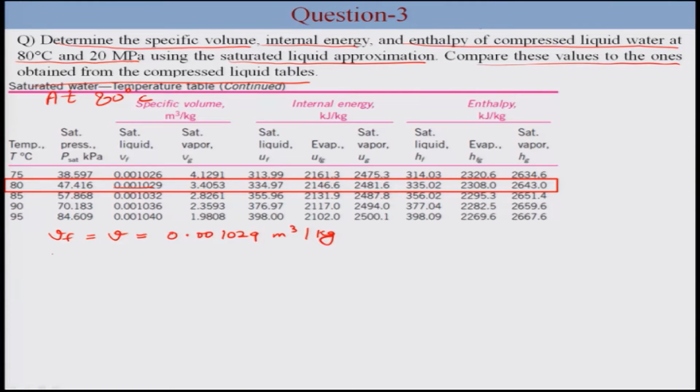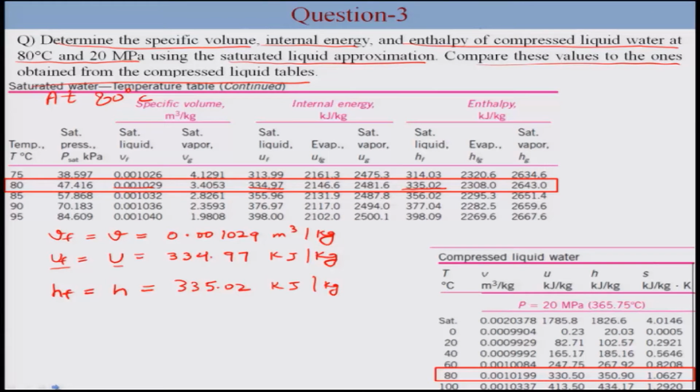The internal energy is equal to Uf, which is 334.97 kilojoule per kg, and enthalpy is Hf. So this is the value 335.02 kilojoule per kg. We have to compare these values to the ones obtained from the compressed liquid table.